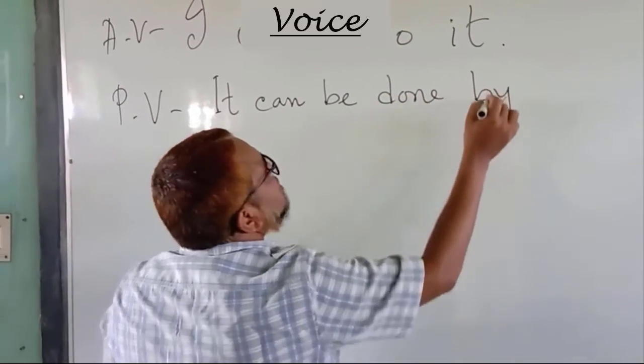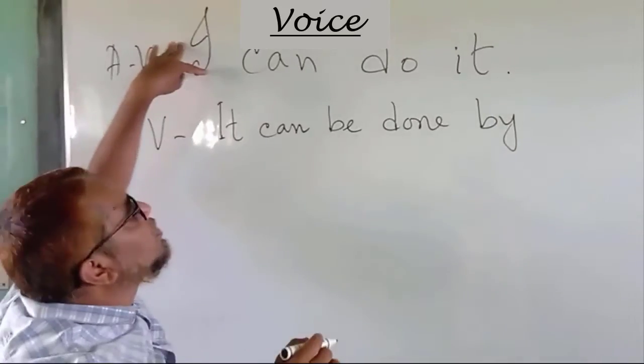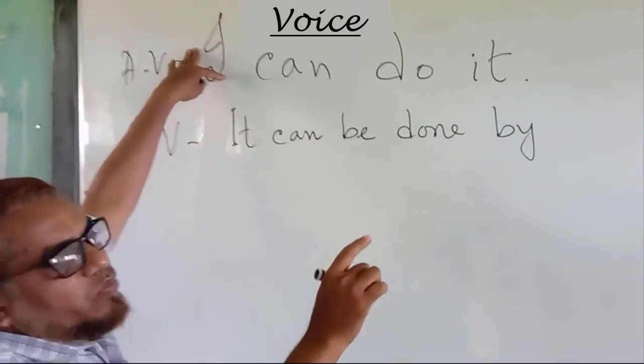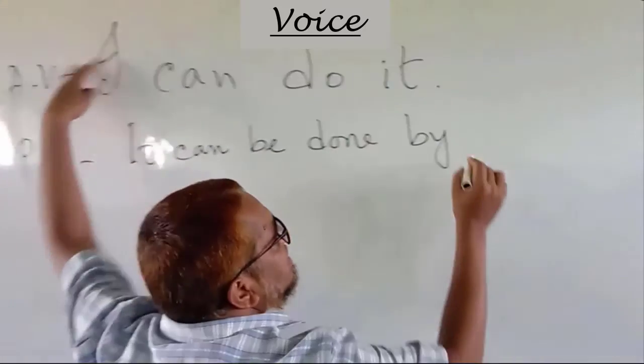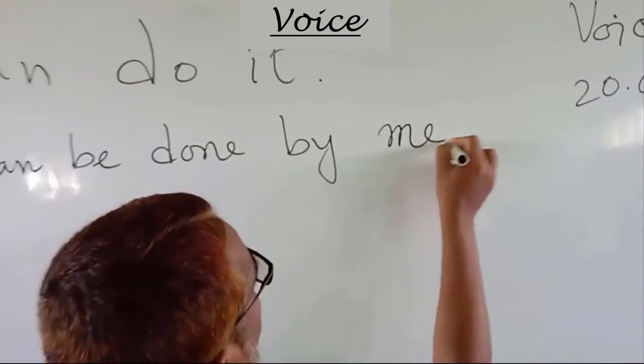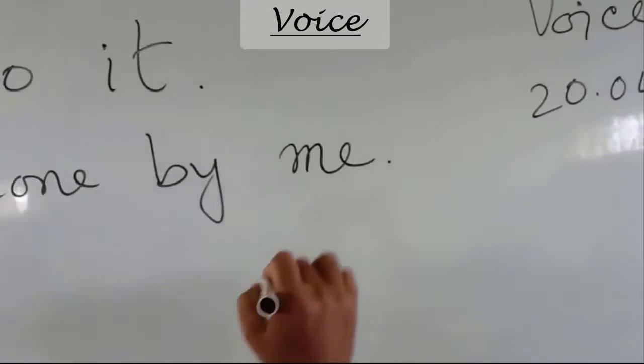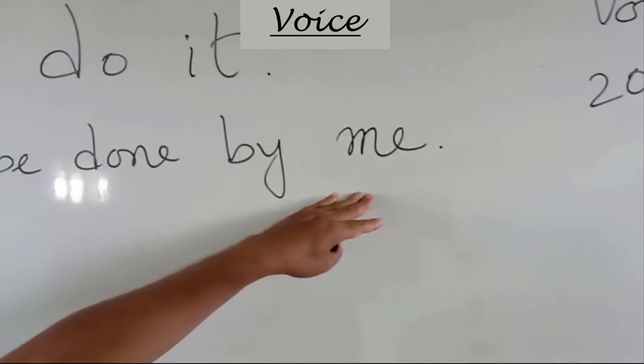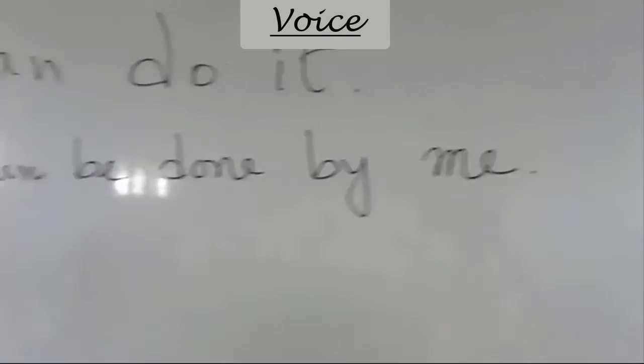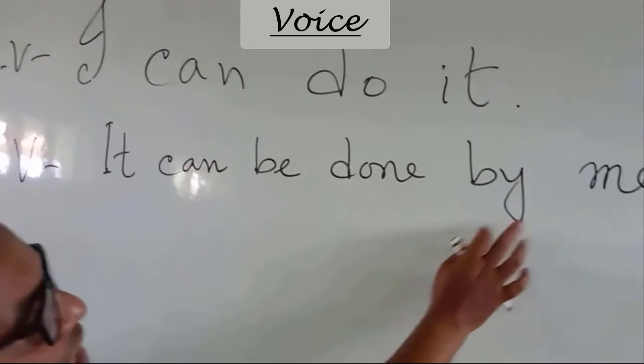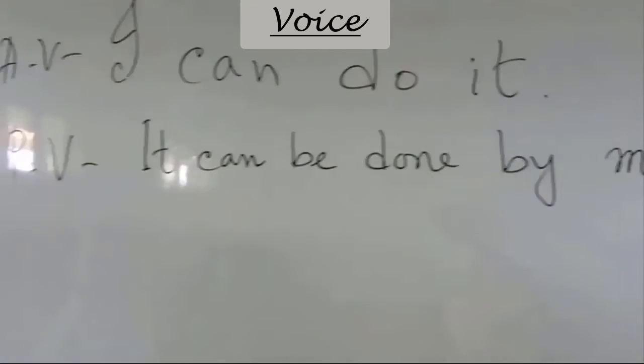By. And I is a pronoun. The objective form is me. We should write the objective form of any pronoun after by. It can be done by me. Have you understood?